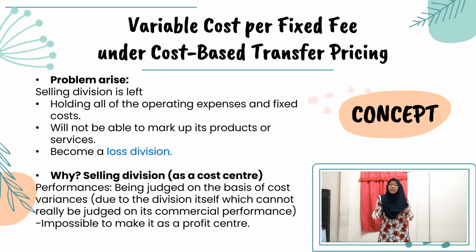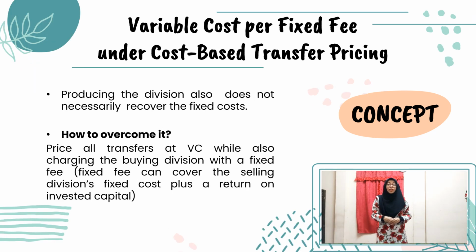Why is the selling division a cost center? This can be seen through its performance that is being judged on the basis of cost variance, as the division itself cannot really be judged on its commercial performance. It is impossible to make it a profit center. Other than that, producing the division also does not necessarily recover the fixed costs.